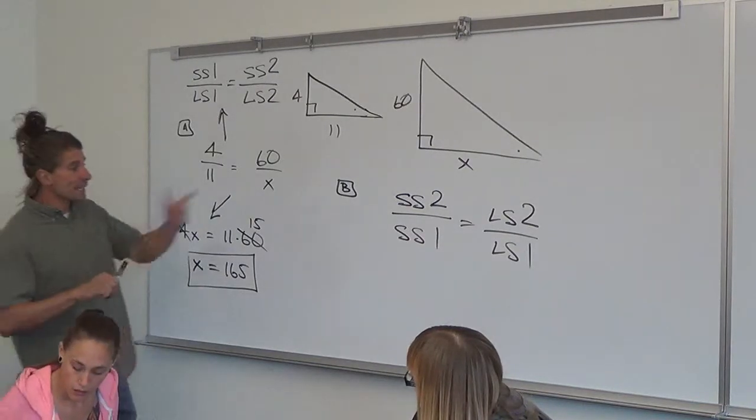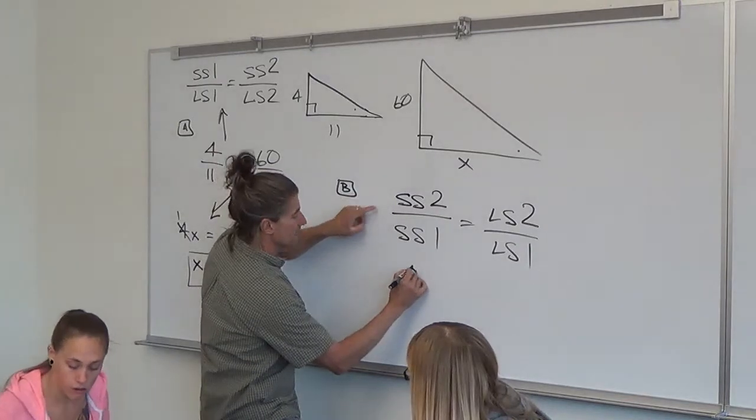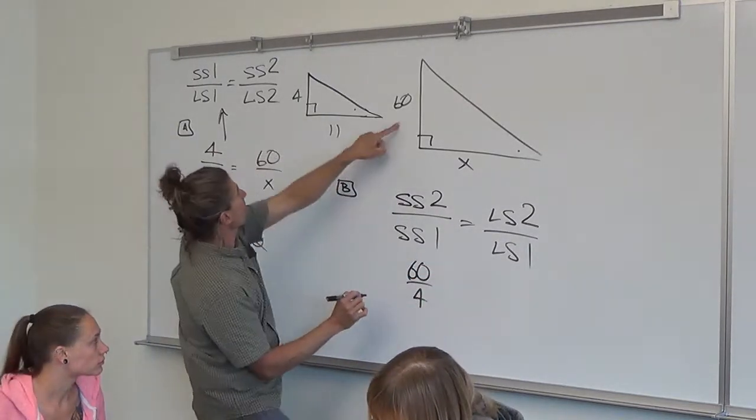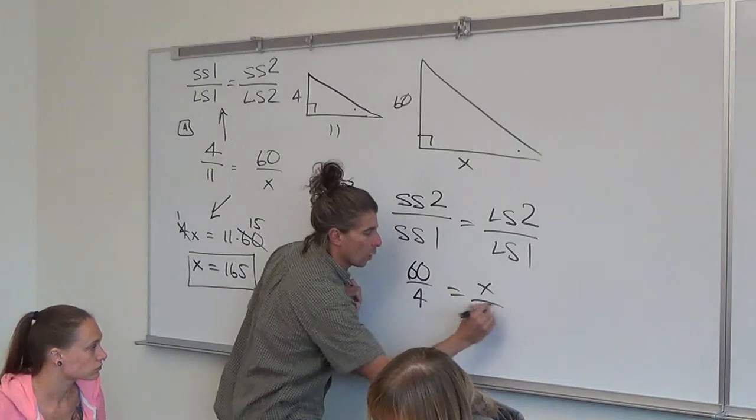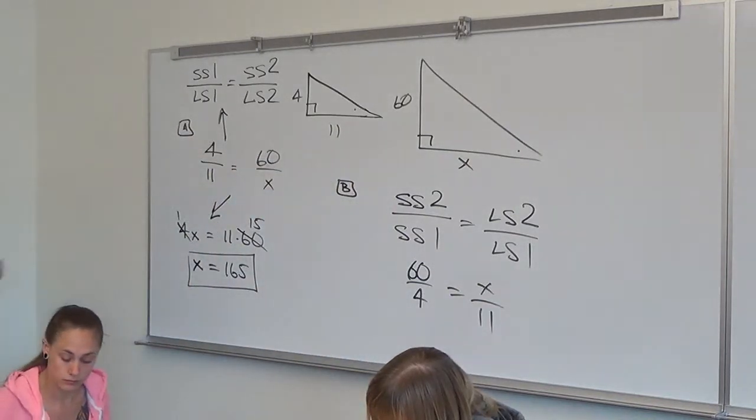Good. So when you see this, you end up with 60 over 4 equals x over 11, I think I did this right, if I substituted it correctly.